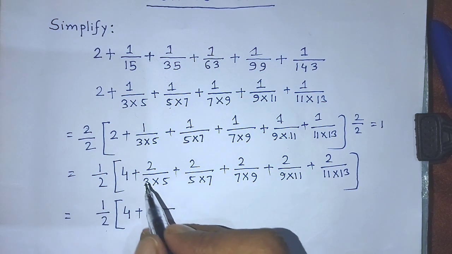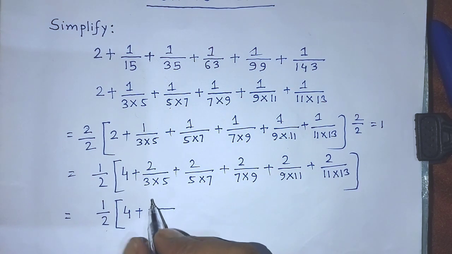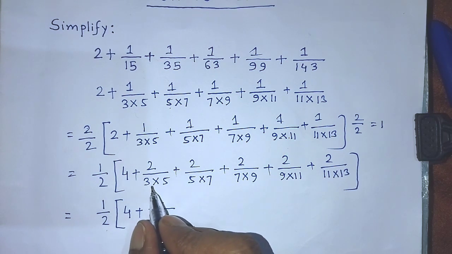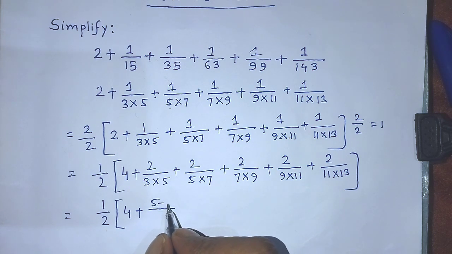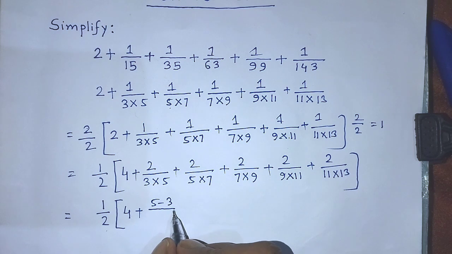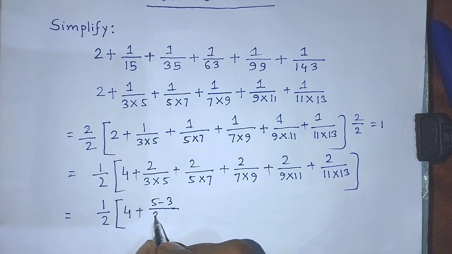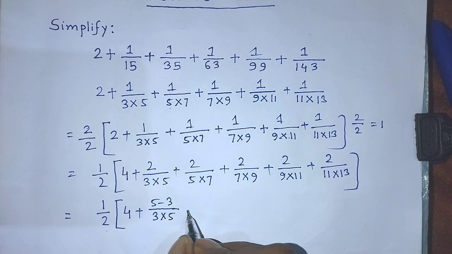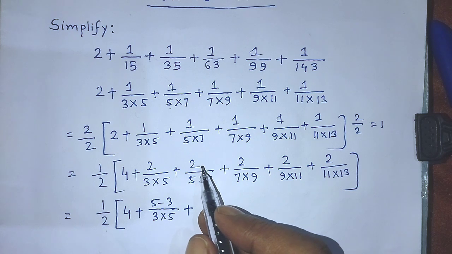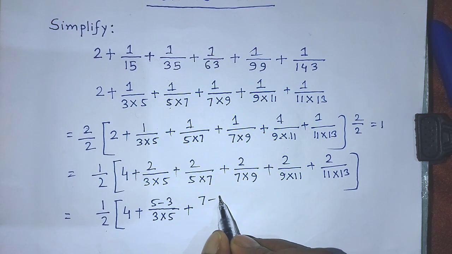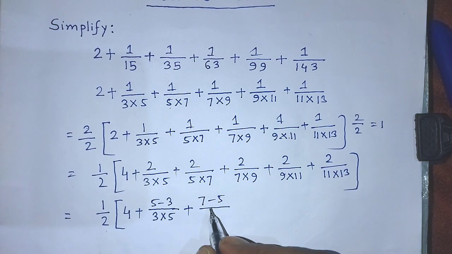So we can write in the place of 2, in the second term, 5 minus 3. Here in the place of the denominator is 3 into 5. If you subtract 3 from 5, then you get 2, so in the place of 2 we write 5 minus 3, and the denominator again 3 into 5. Plus in the third term, in the place of the denominator here is 5 into 7. In the place of 2 we write 7 minus 5. Okay. And in the place of the denominator again we write 5 into 7.